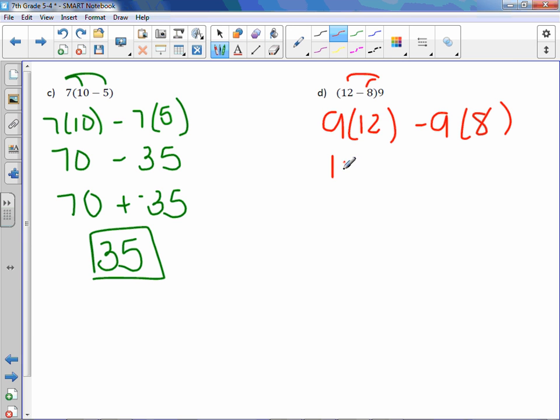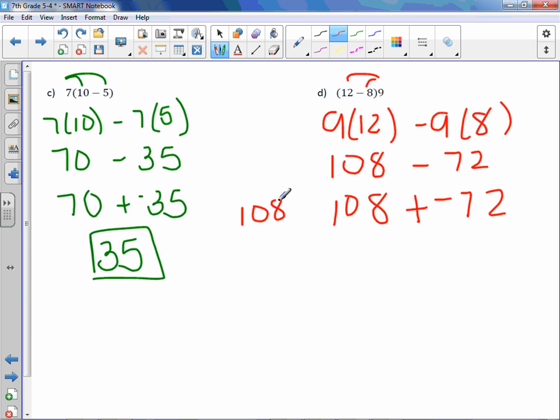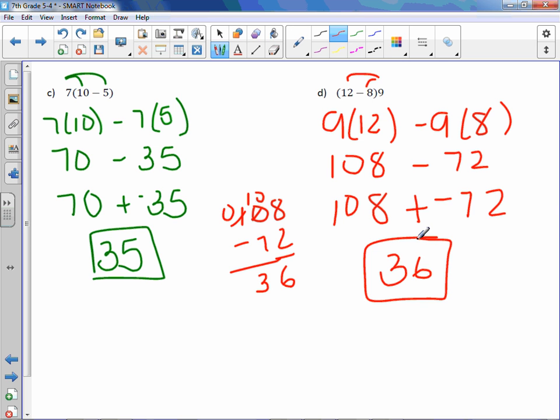9 times 12 is 108. Minus 9 times 8, which is 72. Well, I will not subtract. I will add the opposite. Different signs difference. And this one I'm going to do off to the side. This would be 6 and 3. So 36 and positive because the larger absolute value is 36.